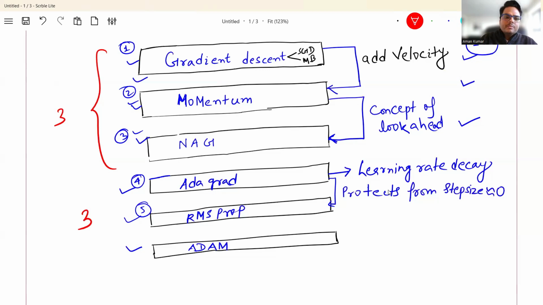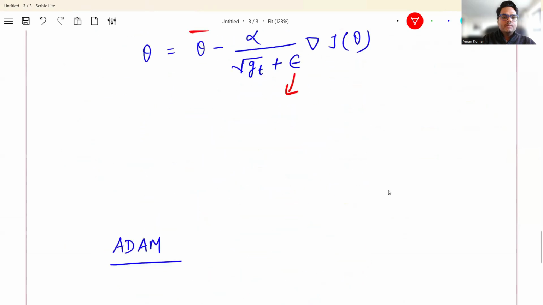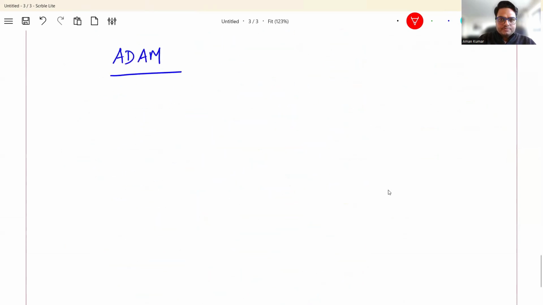So Adam is basically a combination of momentum plus RMSprop, and in what context? From momentum, it will take speed, and from RMSprop or Adagrad kind of thing, it will take the decay concept. If you mix both these concepts together, what you get is Adam. Let me write the formula here, and then it will be very clear to you.